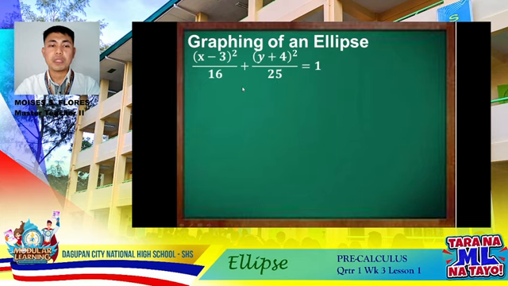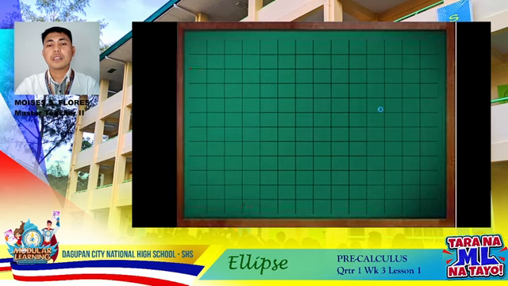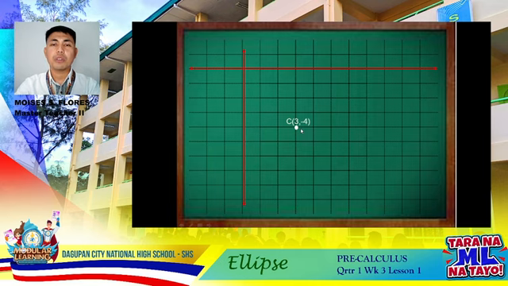So again, what's our center? Yes, that's right. It's (3, negative 4). And our major axis is 25, which is 5 units from the center to your vertex. Let's show it in the graph. So our center, we have 3 units and then 4 units downward. And there you have. From the center, what are we going to work, is it right or left, upward or downward?